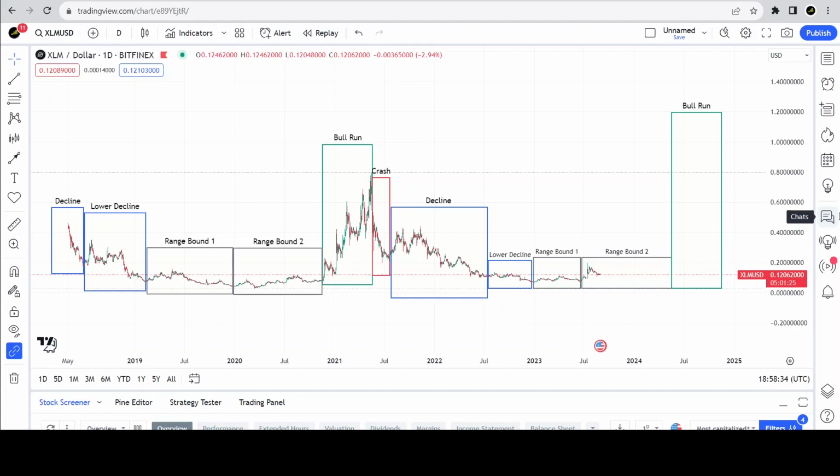You know, this type of TA that you just saw is original. It's something that I have discovered, the whole concept of a macro chart structure that is repetitive. This is original TA. You're not going to find this anywhere else.